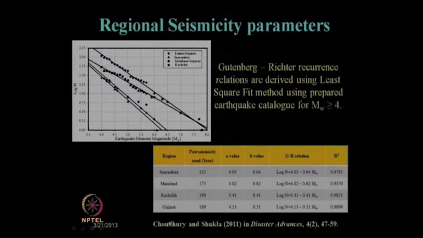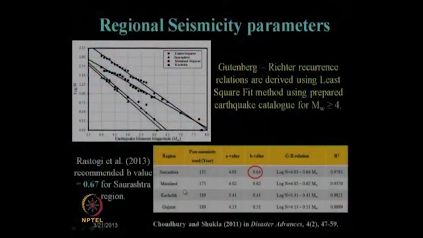Okay? So, the detailed study about these regional seismicity parameters of Gujarat is available in the journal paper Chaudhary and Shukla 2011, in the journal Disaster Advances, volume 4, issue 2, pages 47 to 59. So, if one wants to know the details about this study, he or she can refer to this journal paper for further details.